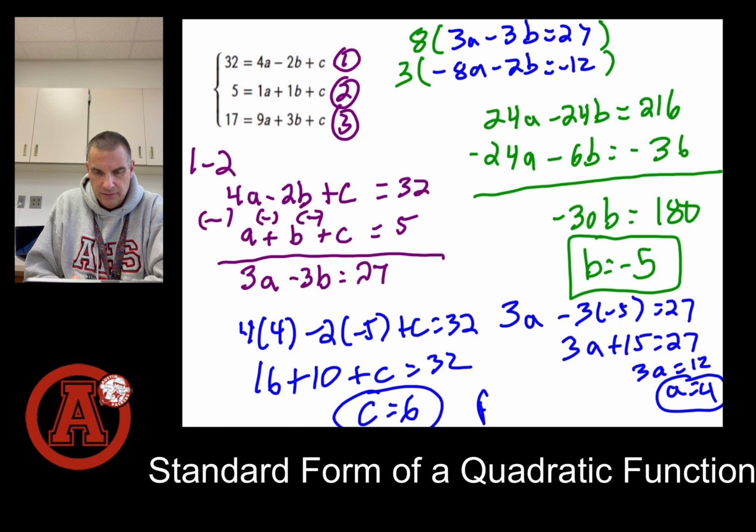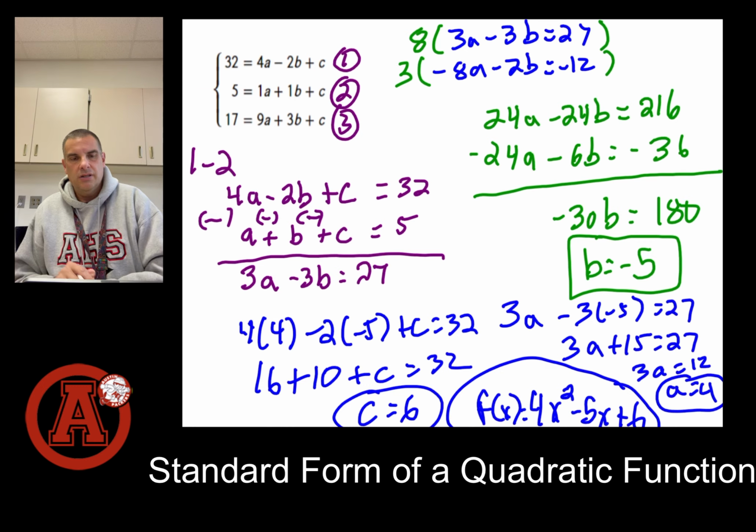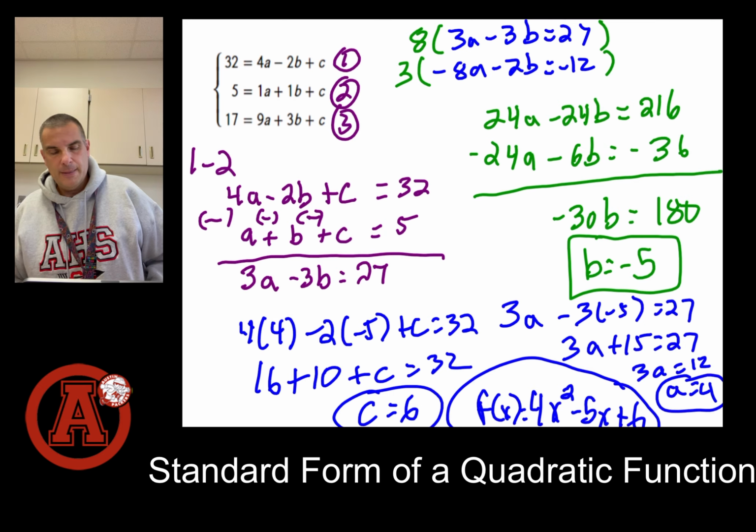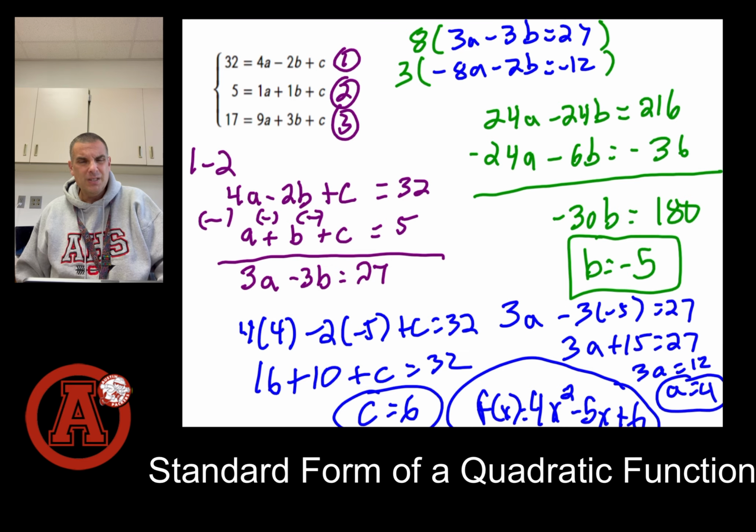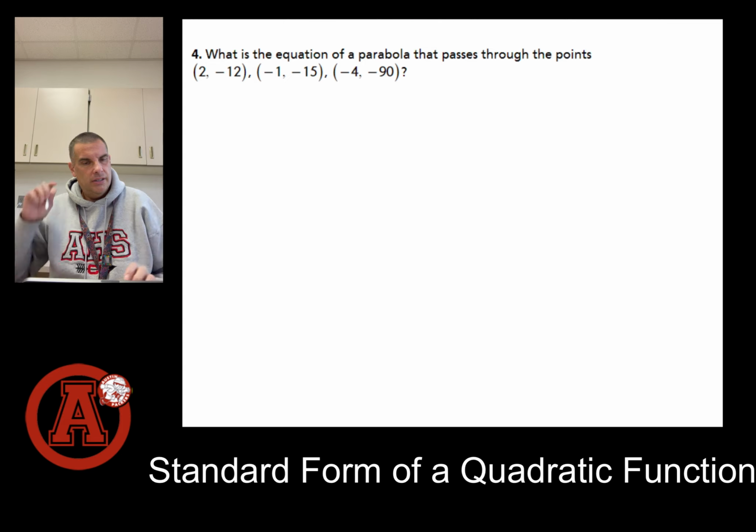So then my final f of x is equal to a times x squared, so 4x squared, plus b, well b is negative 5. So we've got 4x squared minus 5x plus 6. There's the equation of a parabola with those 3 points. Oy caramba. Another long problem. Should we look at another one? Probably. All right, so let's look at the next one.